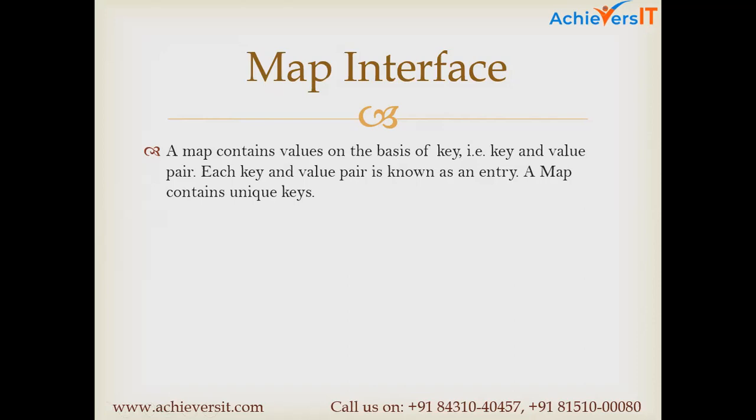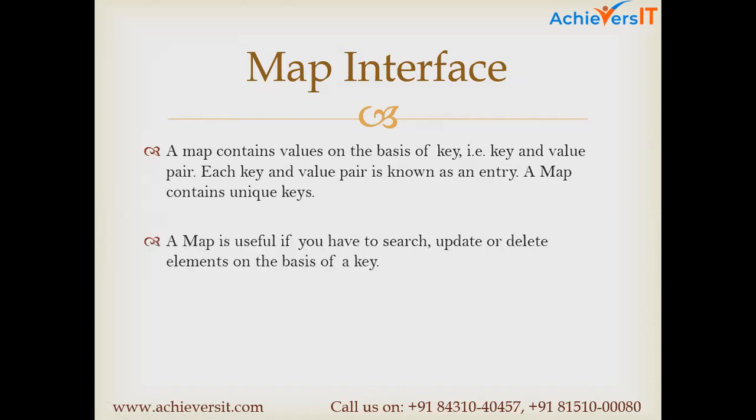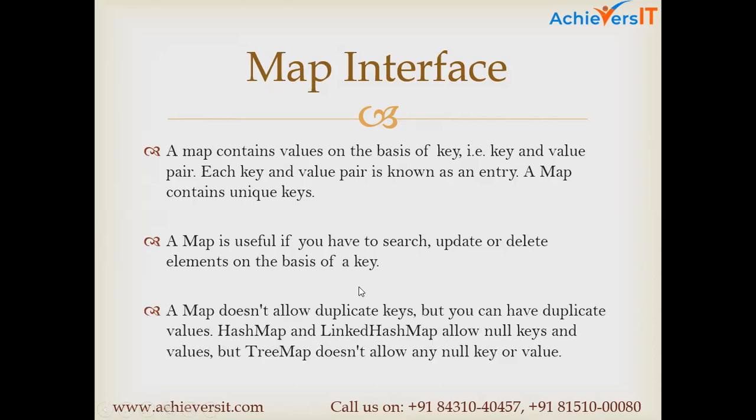Map does not allow duplicate keys, but you can have duplicate values, and HashMap and LinkedHashMap allow null keys and values, but TreeMap doesn't allow a null key or value. There are different types of maps also: HashMap, LinkedHashMap, TreeMap. So there are many kinds of map, and it is useful if you have to search, update or delete elements on the basis of key. Okay. As I told you, these are the features: the map does not allow duplicate keys but has duplicate values, and allows null keys and values.